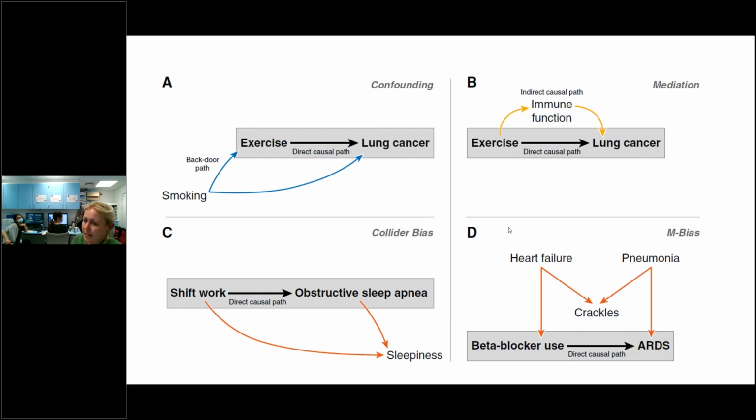Getting more exercise actually does reduce your risk of lung cancer independently of smoking, because getting more exercise and reducing risk of lung cancer are both associated with immune function. Getting more exercise improves your immune function, and improved immune function reduces your risk of cancer. And so there is a relationship there, getting more exercise and lung cancer, even after adjusting for smoking. But if you adjusted for immune function there, you would reduce that.